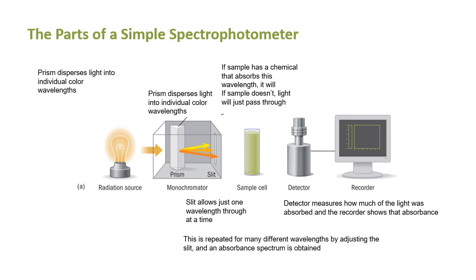So it passes through the sample, and if the sample can absorb that wavelength, it will. If the sample doesn't have a chemical that absorbs that wavelength, the light just passes through, at which point the detector is going to measure it and say how much of this got absorbed or how much didn't get absorbed. And from that, I end up with a recorder. For each wavelength, it measures the absorbance and puts it on a graph. I'm going to then change the wavelength by changing the slit, and do it again, and again, till I end up having an absorbance spectrum, which is like a graph showing how much the sample absorbs at different wavelengths.